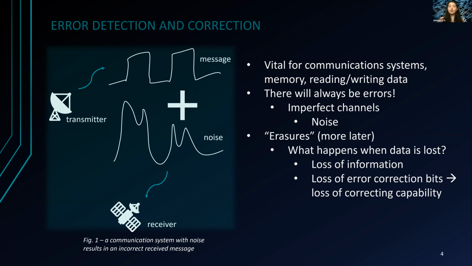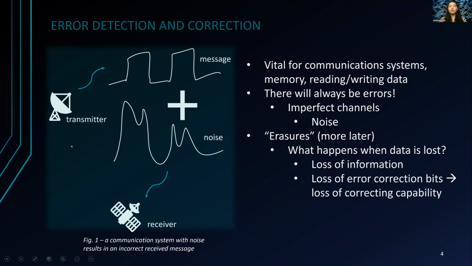The different kinds of errors that can occur are either flipping bits from 0 to 1 or vice versa, or also what we are calling erasures, which basically occurs when data bits are completely deleted or erased in transmission. The receiver never sees them in the first place. The repercussions of this can be pretty bad. What happens when data is lost? Well, either we can lose the information we intended to send, or we can also lose the error correction bits that enable us to find and correct errors.